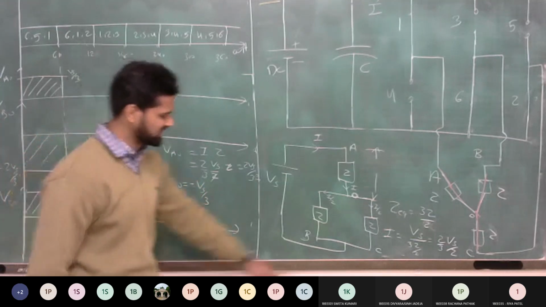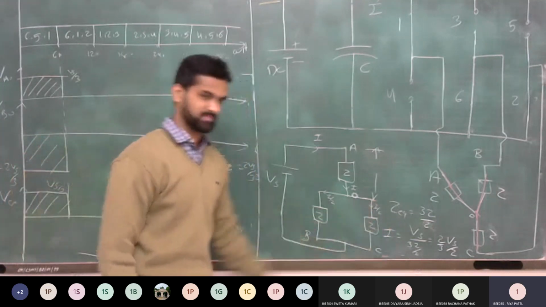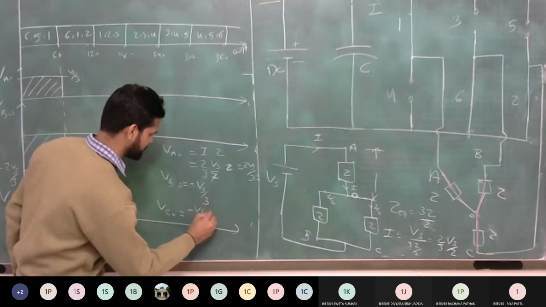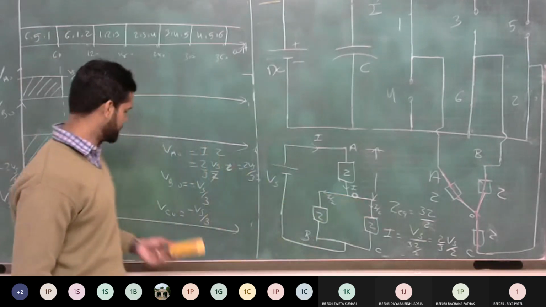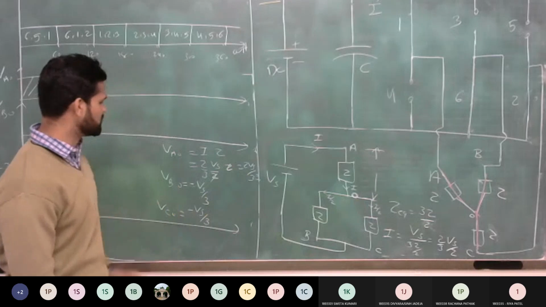Same way, what is VCO? Minus Vs by 3. It is also minus Vs by 3, because both are in parallel. Clear? So the voltage remains the same for VBO and VCO.